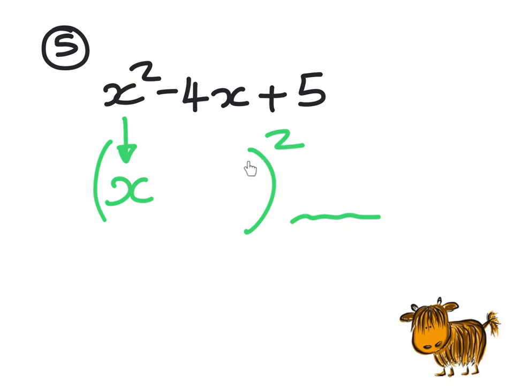Square it, and then think to yourself, how do I make it up to 5? That's what number goes in here. Just like we've been doing in class.